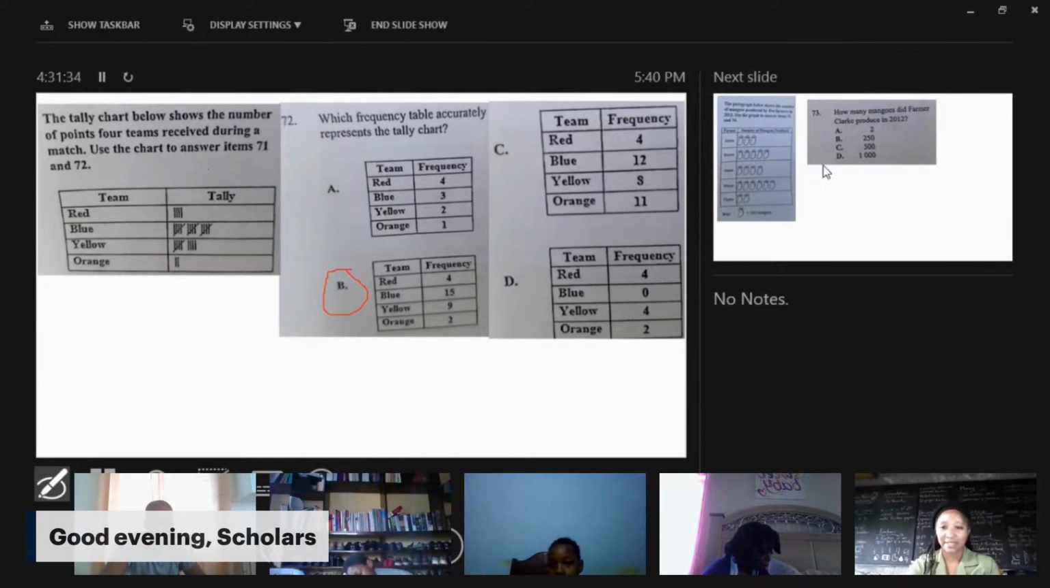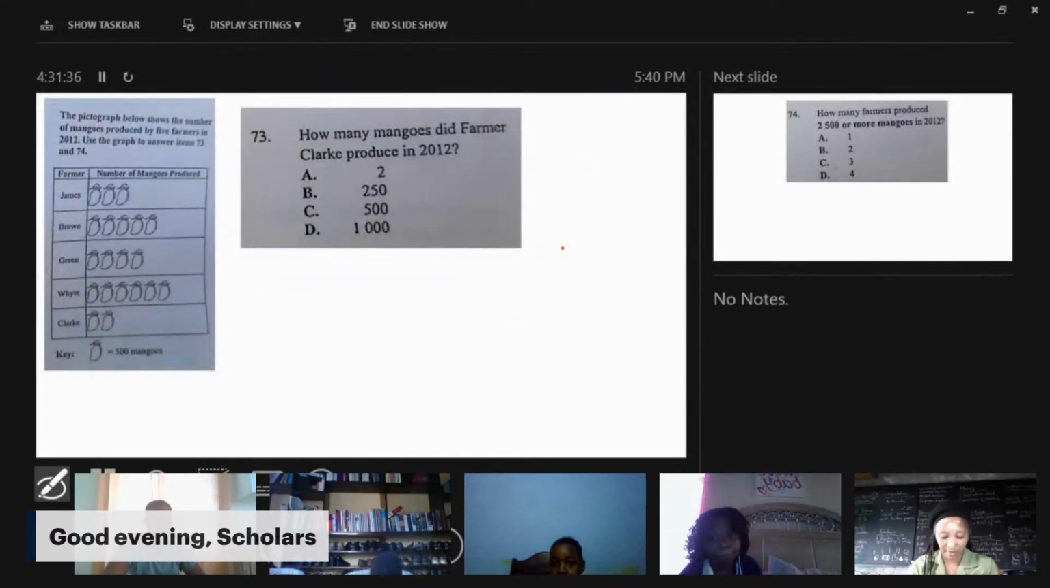All right, so Madison, 73. How many mangoes did Farmer Clark produce in 2012? A. 2, B. 250, C. 500, or D. 1000? I'm going to read the chart now because I couldn't see it before.